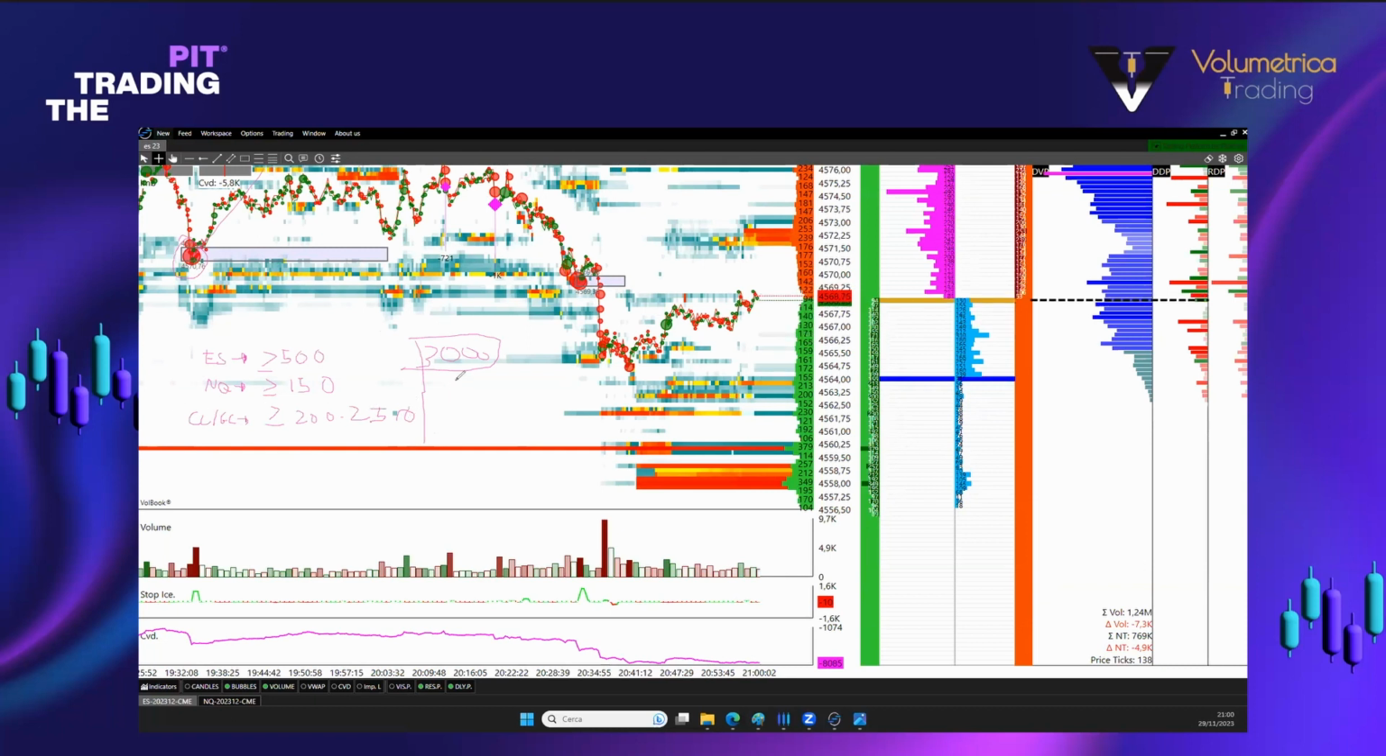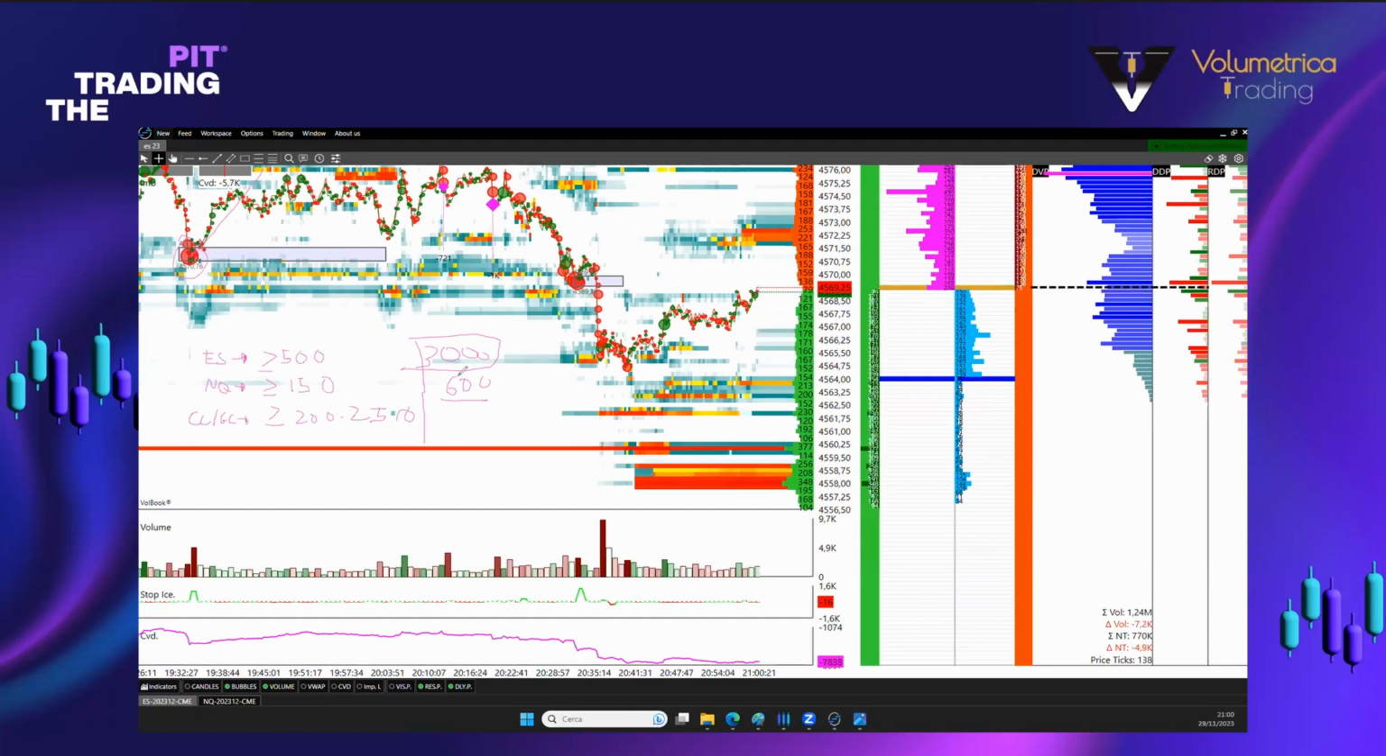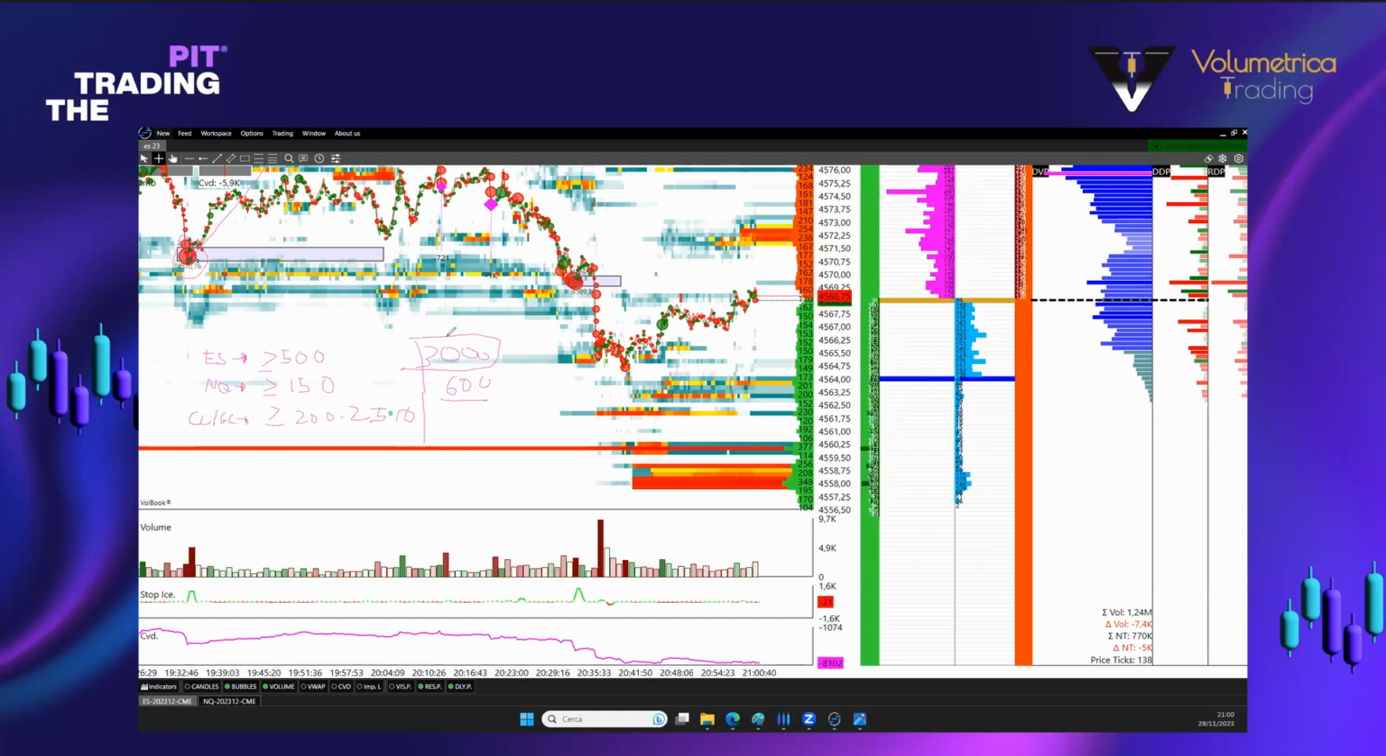For the Nasdaq, 600. That's outrageously high compared to the threshold. In this case, we can expect with more probability an aggressive counter reaction, but those are really not frequent at all. So it's not something you can really rely on every single day.